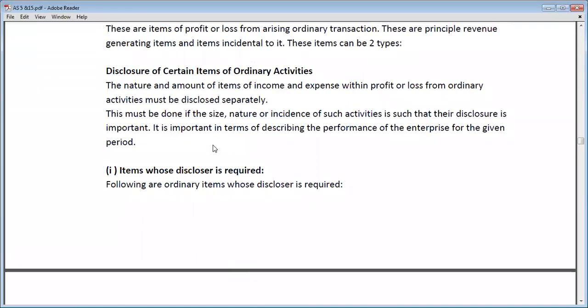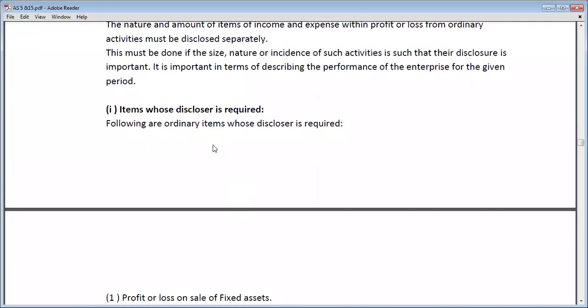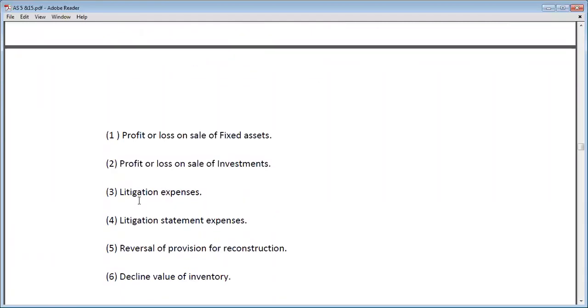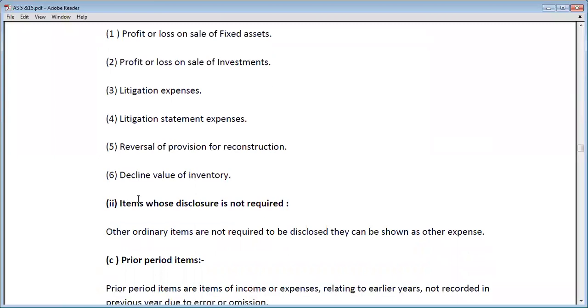These will have an important impact on your profit and loss. So these items are the items whose disclosure is required. Now, items whose disclosure is not required, other than ordinary items, are not required to be disclosed. They can be shown in other expenses.